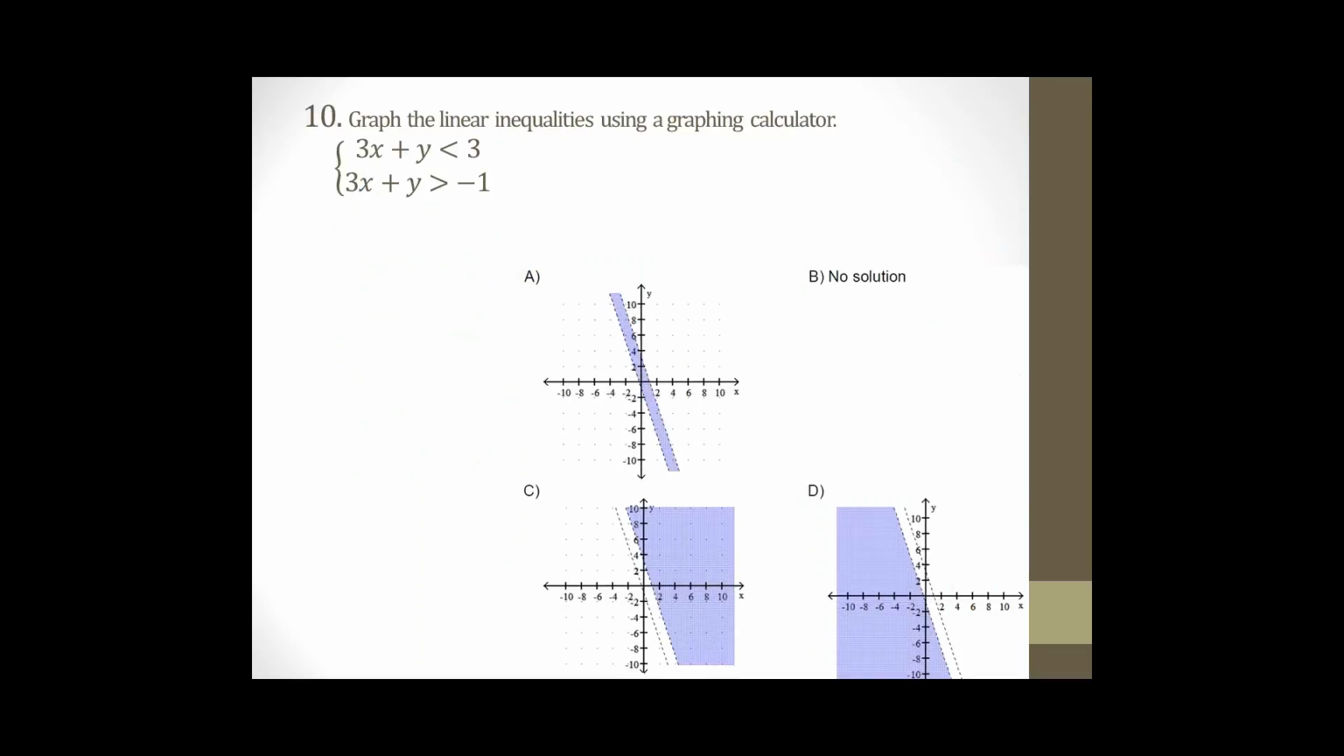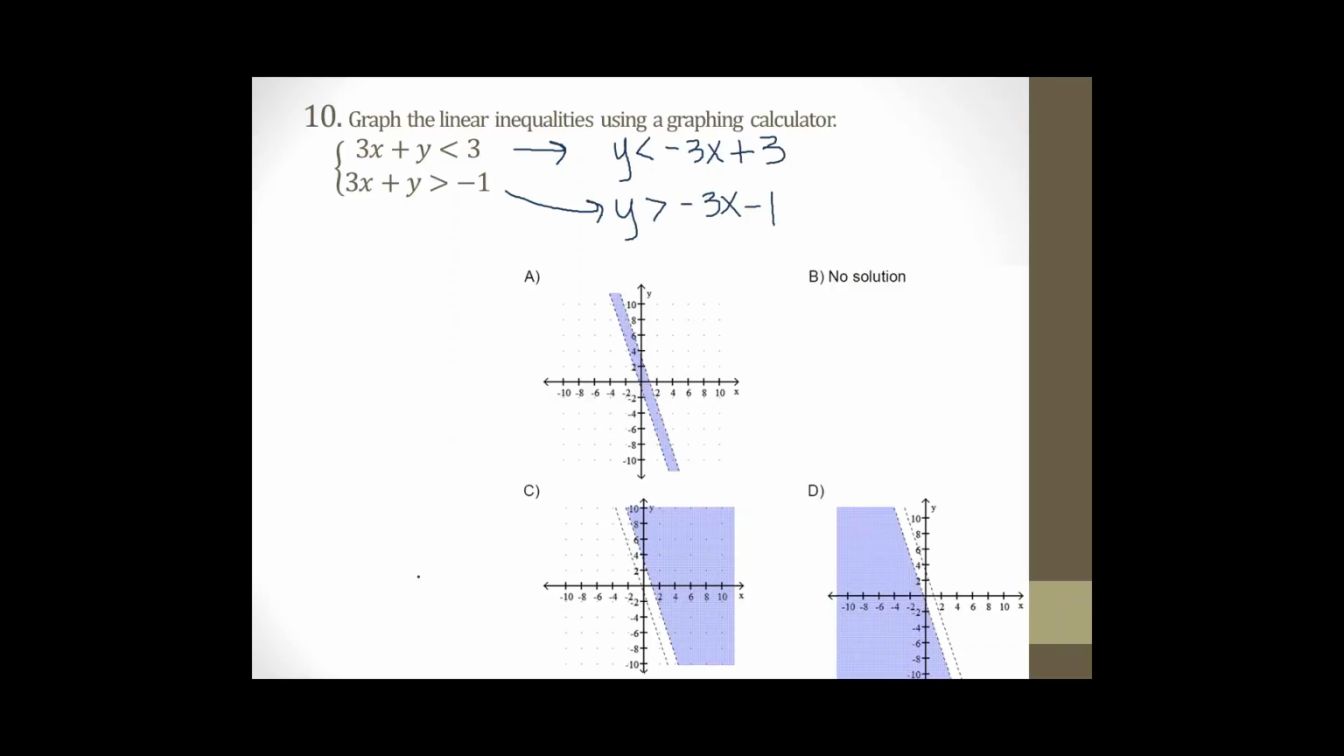All right, so now we're going to graph a system of linear inequalities. So again, we want to make sure they're both in slope-intercept form. So this first one, if we subtract 3x on both sides, that will give us y is less than -3x plus 3. So that's ready to go. And then we'll do this one. Again, we subtract 3x on both sides, so we'll have y is greater than -3x minus 1.